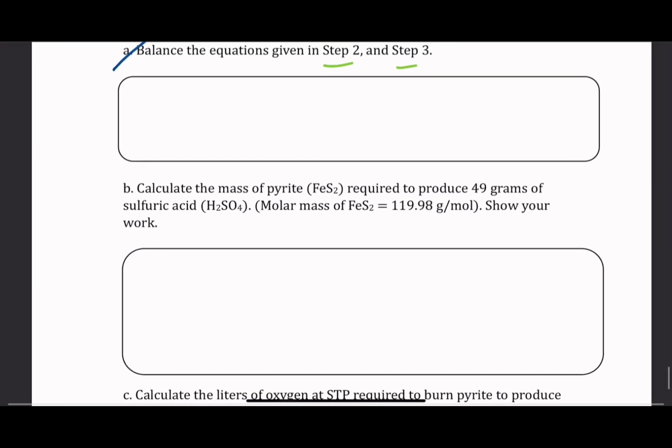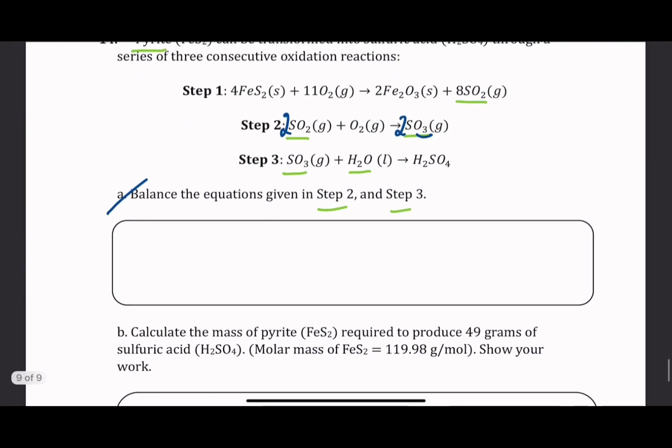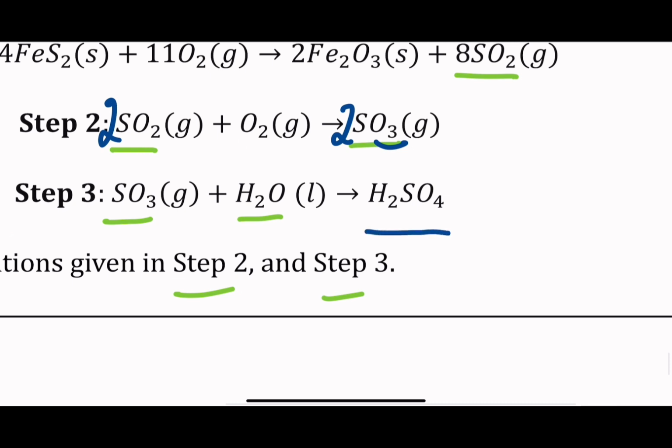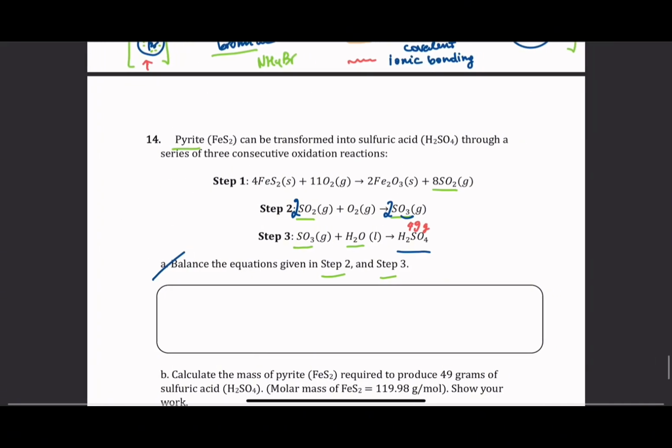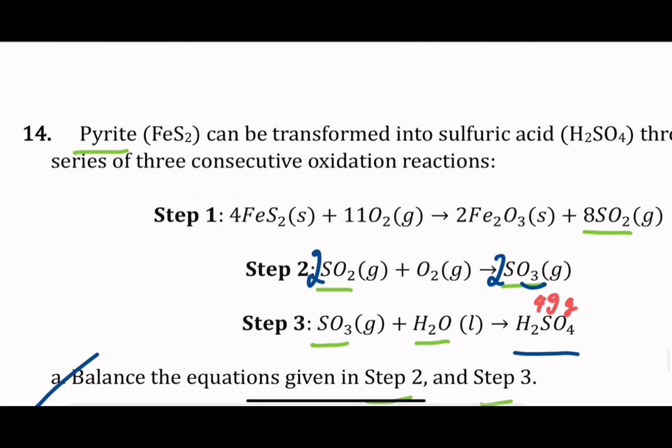Now, in the second part, it says calculate the mass of pyrite required to produce 49 grams of sulfuric acid. Okay, so 49 grams of sulfuric acid. We know that sulfuric acid is in here, and we're just going to write on the top what they're giving us, right? The condition, and they're asking us to find mass of pyrite required, which is the X gram in here.